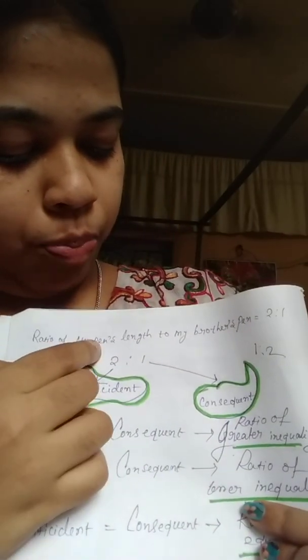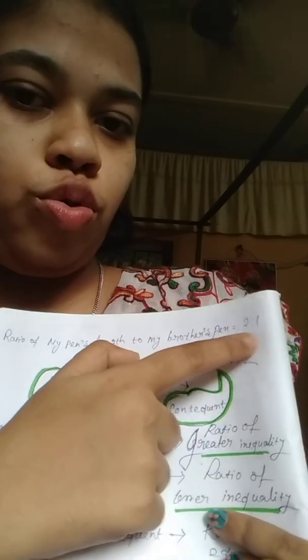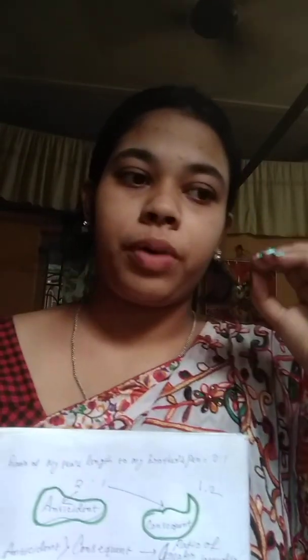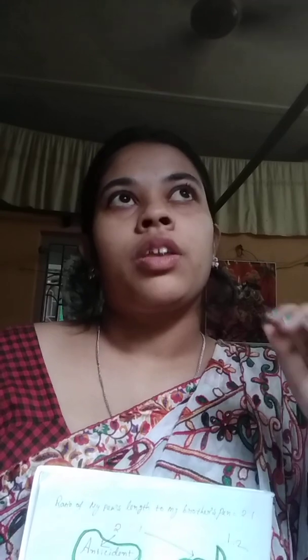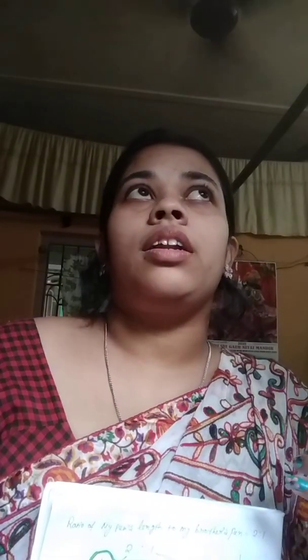The ratio of my pen's length to my brother's pen equals 2:1. Clear up to that? So ratio, what I have told, is a comparison of two numbers using division. Ratio does not have any unit. We can also represent a ratio by a fraction.